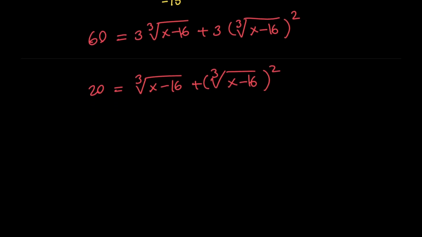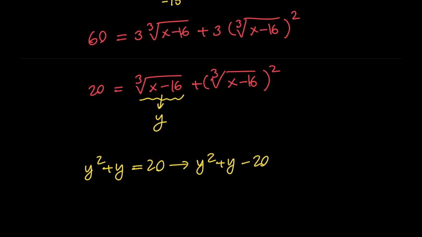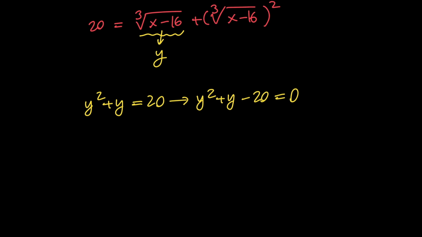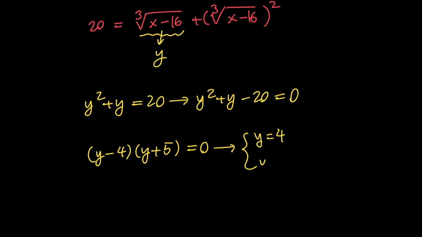Now notice that the cube root of x minus 16 is repeating, so I can replace this with y. In this way, we're going to have y squared plus y equals 20, which means that y squared plus y minus 20 equals 0. And we can factor the left-hand side. We will have y minus 4 times y plus 5 equals 0, which means that y equals 4 or y equals -5.